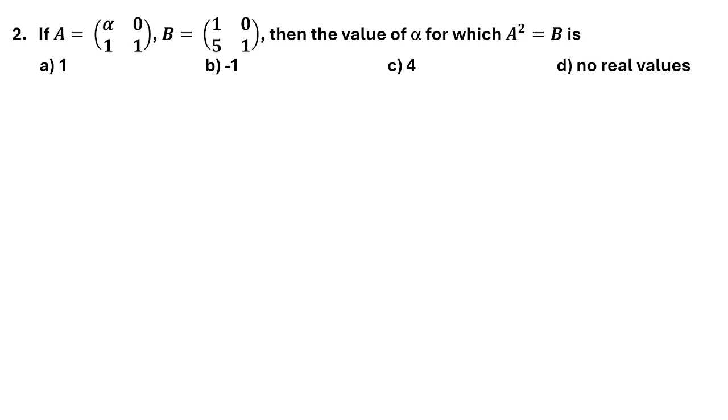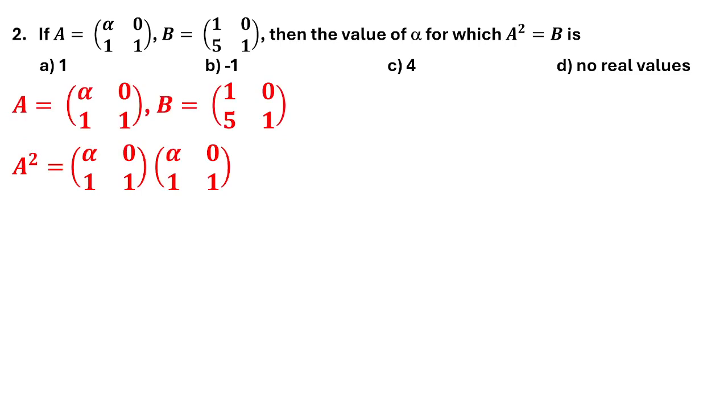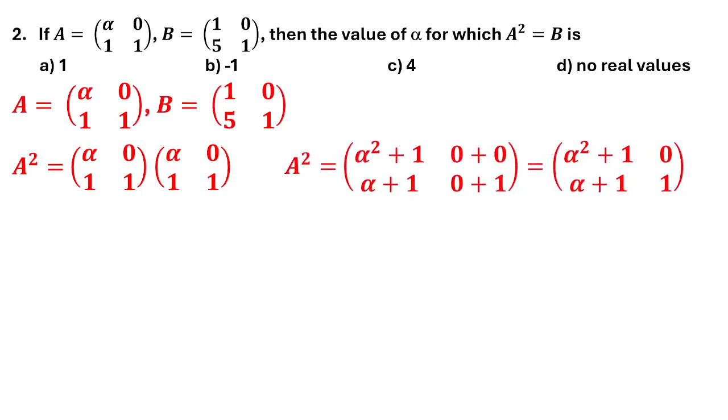They want you to find the value of alpha for which A square is B. Remember, whenever you are equating two matrices and you are finding the value of an unknown, its value should be equal for all the values which you are entering. Keep that in mind. Let us check now. You have been given A, you have been given B. I am finding A square and I am equating it to B.